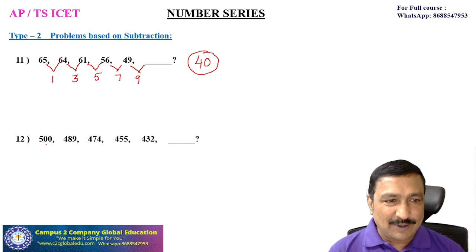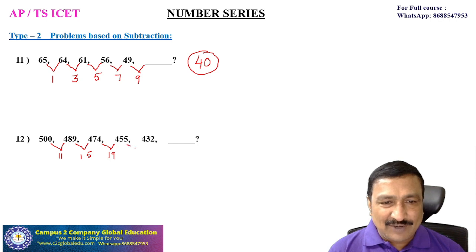Now look at the next problem. 500, 489. How much is decreased? It decreased by 11. Okay now friends, 489 and 474, it is decreased by how much? 15 is decreased. So 11 and 15. Next, how much is decreased? 19 is decreased. So looking at 11, 15, 19, these are the alternate odd numbers.